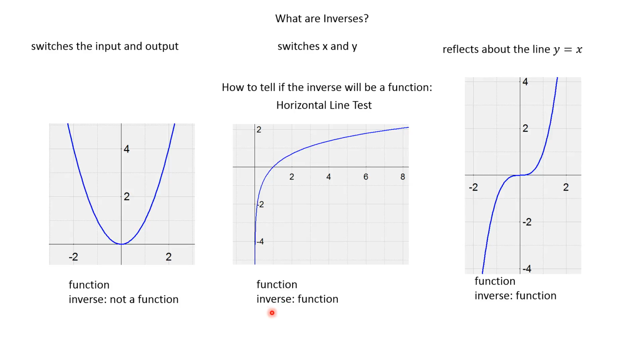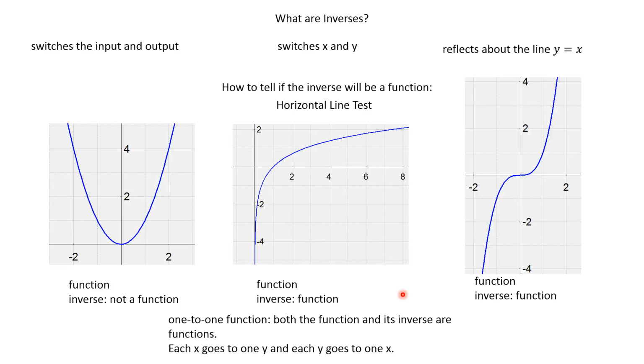Now a vocab word, if we have both it is a function and its inverse is a function, it's called a one-to-one function, which just means that both the function and its inverse are in fact functions. It also means that each x value goes to exactly one y value, which means it's a function, and each one y value has exactly one x value associated to it. That means the inverse is a function. That's what one-to-one means. If we have an x, we know what the y is. If we have a y, we know what the x was.